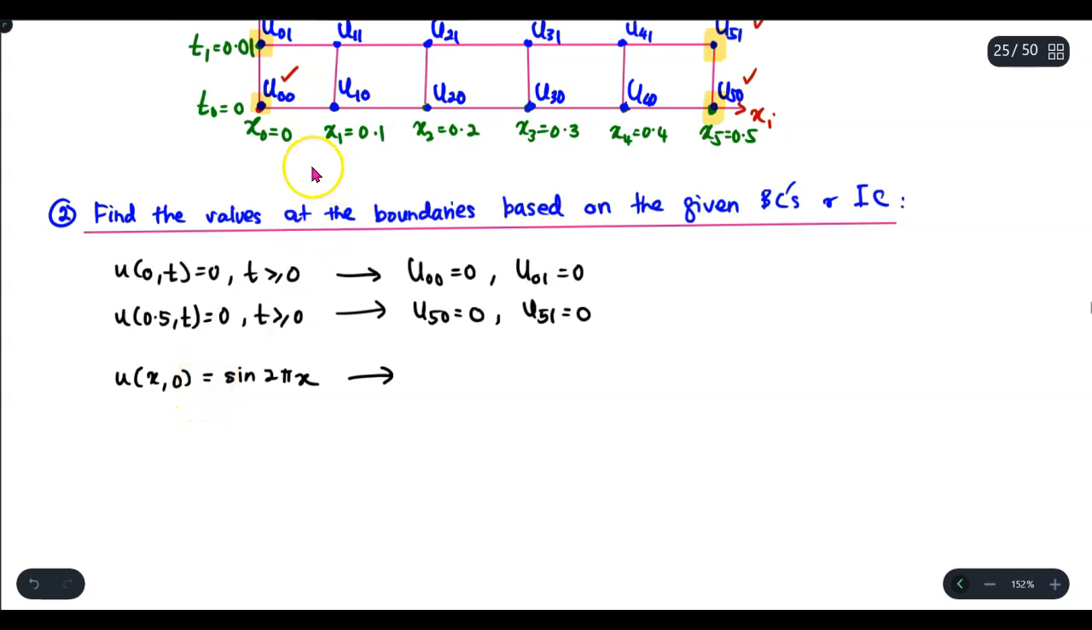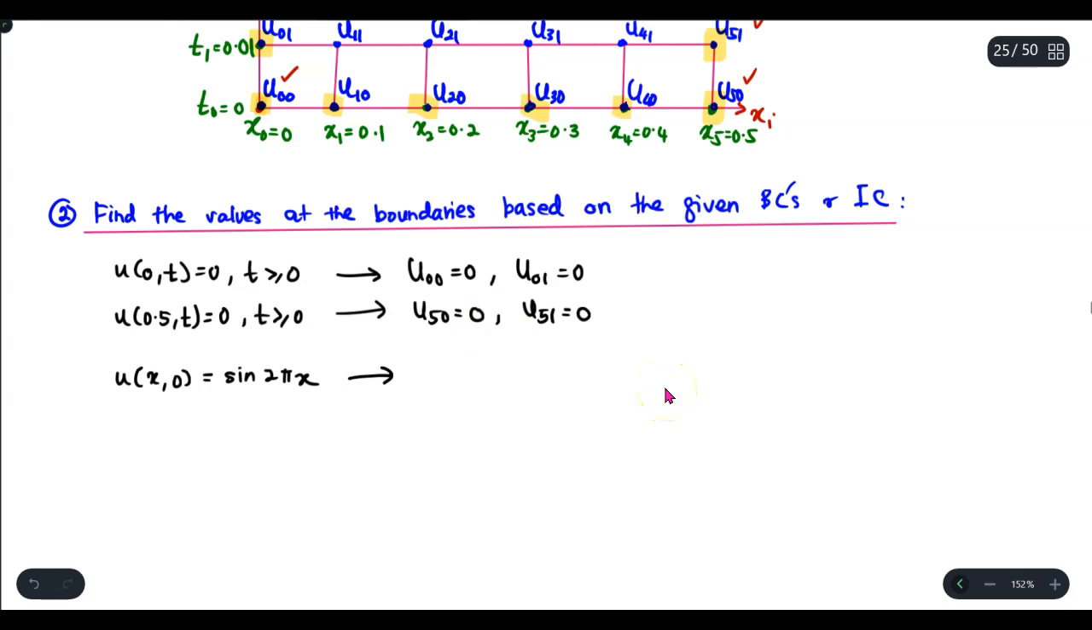Okay, so t equal to 0. T equal to 0 is basically u00, but we already have u00 somewhere here. In fact, if you put the value sine 2 pi x, where x is 0 here, you will also have 0. So u00 tallies with this value based on the boundary condition. Okay, so we have u10, u20, u30, u40, and u50. But u50 is already 0 here.